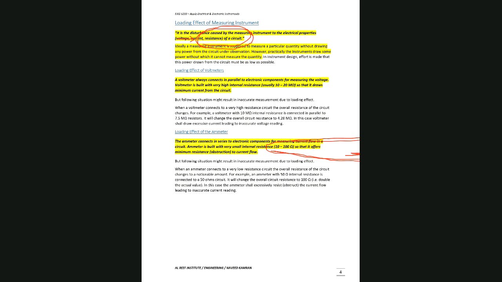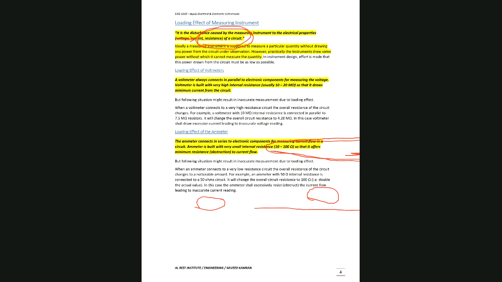What is that situation? When you connect a voltmeter to a very high resistance, a resistance which is comparable to the internal resistance of the voltmeter. For example, the internal resistance of our voltmeter is 10 mega ohms, and you connect it to a circuit having a resistance of 7.5 mega ohms. So 7.5 mega ohm and 10 mega ohm are close to each other, and there is not much difference. Due to their parallel connection, the overall resistance of the circuit will change to 4.28 mega ohms.